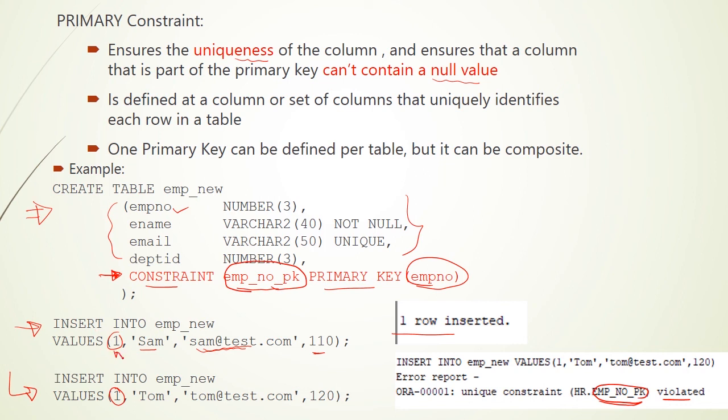If you try here to insert into emp_new values null, the insert statement will also fail, because the primary key ensures the uniqueness of a column, and also the column that's part of the primary key cannot contain a null value.